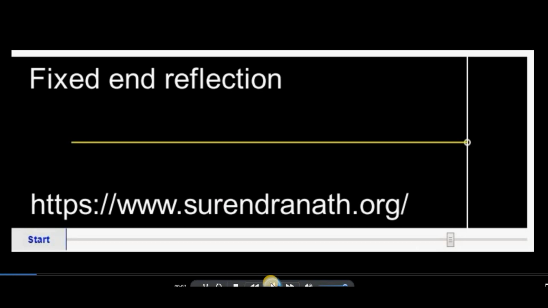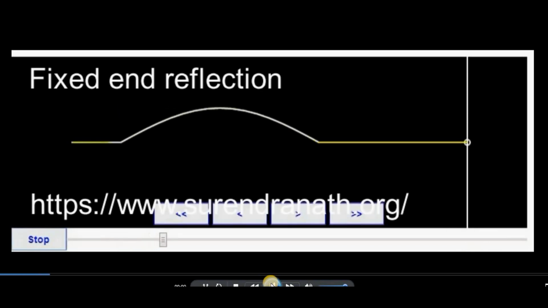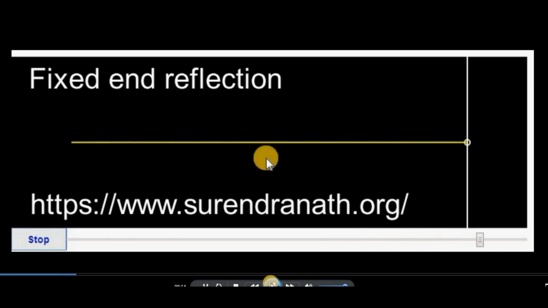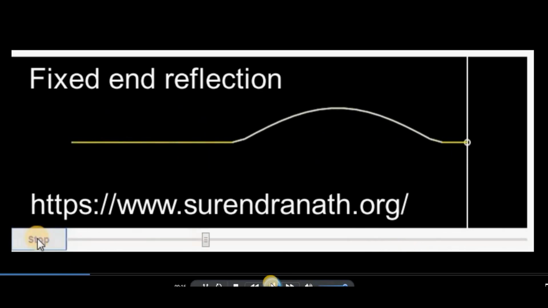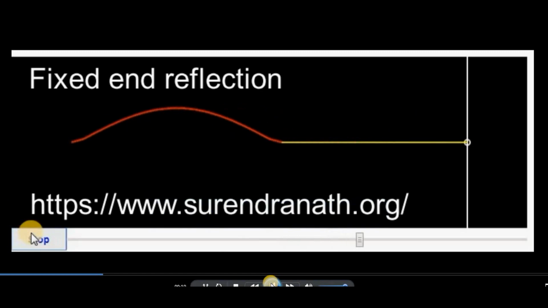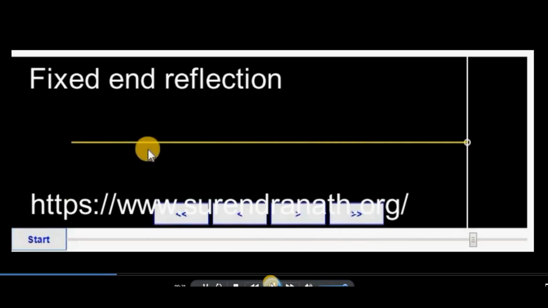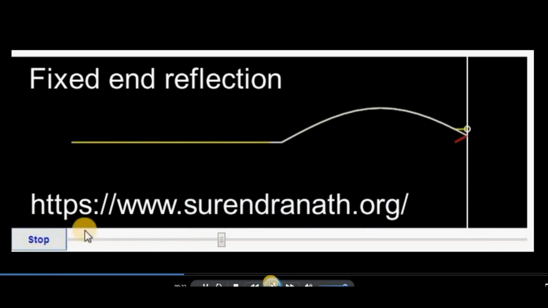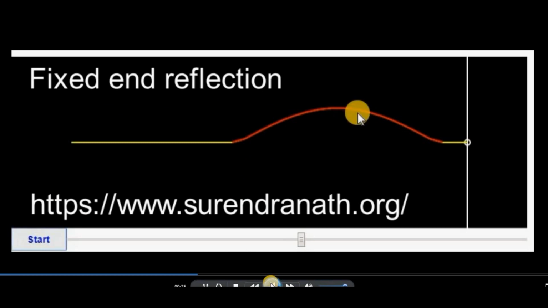Now you can see the reflection of a string from a free end. This end of the string is free. This is a string. So if we give this string a jerk, you can see how the transverse wave in the string will move. This is the incident wave. It is undergoing reflection, and after reflection, this red one represents the reflected wave.